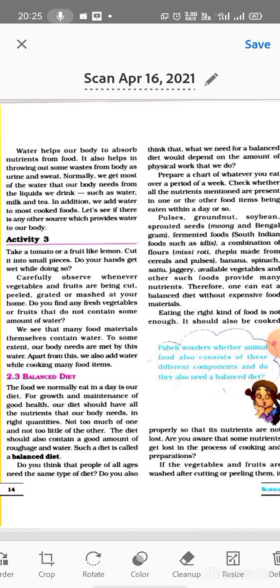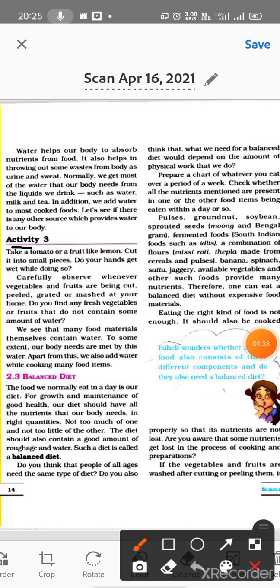So now activity 3. Take a tomato or a fruit like lemon. Cut into small pieces. Do your hands get wet while doing so? So what you have to do, you have to take a tomato or a fruit like lemon.